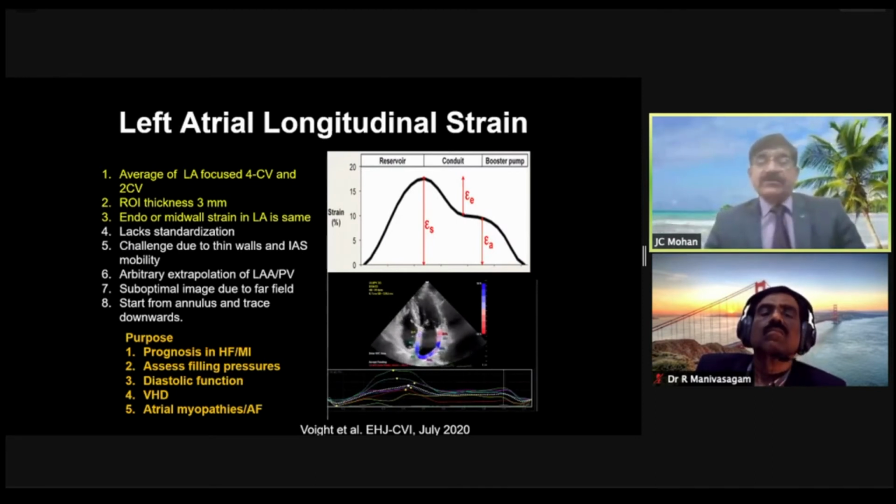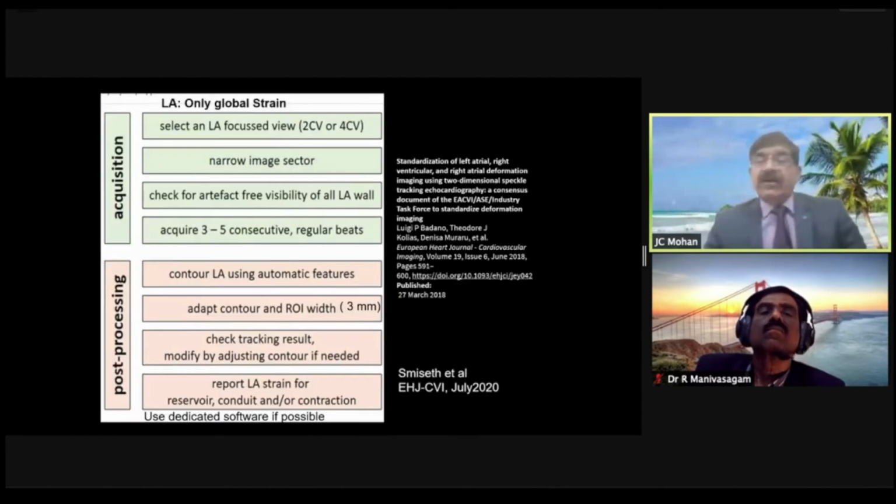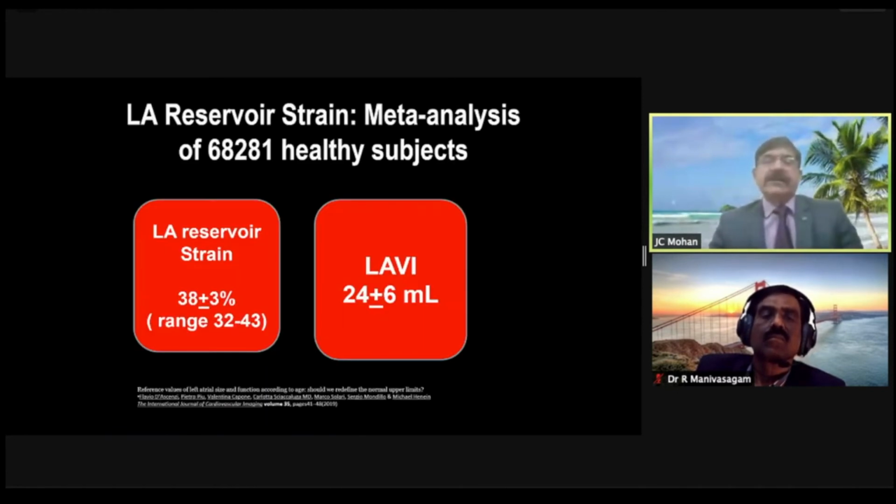The purpose is in prognosis in heart failure and myocardial infarction, assessing filling pressure, diastolic function, valvular heart disease, predicting atrial fibrillation, and conversion following cardioversion. These are some of the things in which longitudinal strain is being used. And I have already taken you through the method of getting left atrial strain. There are caveats, there are precautions for acquisition shown on the top 4, and for post-processing 4 caveats or tricks given at the bottom. Essentially, these are very similar to what we have talked about for left ventricle and right ventricle.